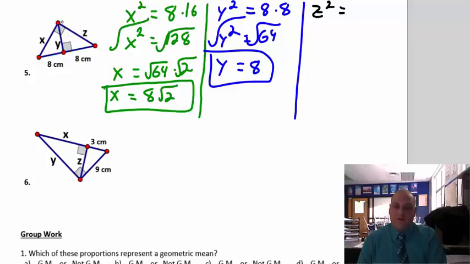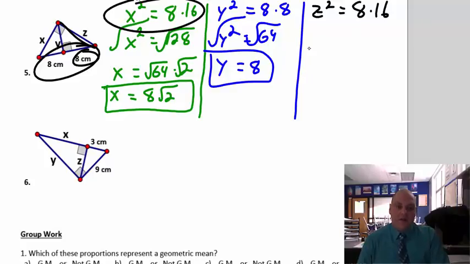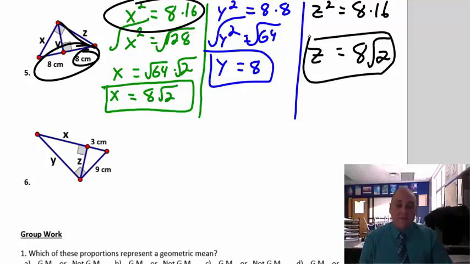is 8 times 16. It's the same as the other one. It's the same as this one right here. So we already know the answer is going to be 8 radical 2. It's the exact same setup, so obviously it's got to be the exact same answer, okay?